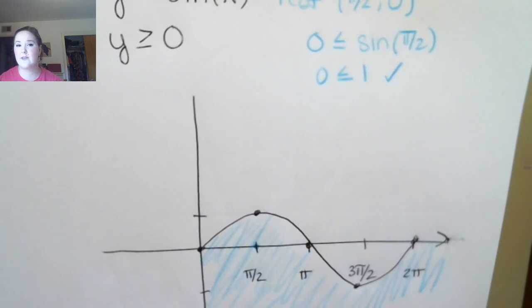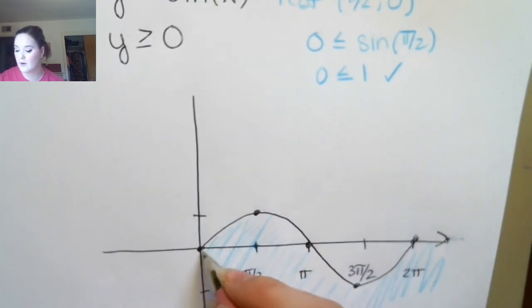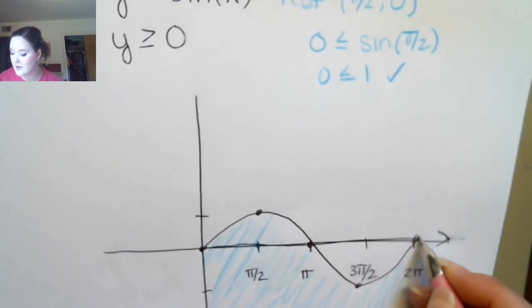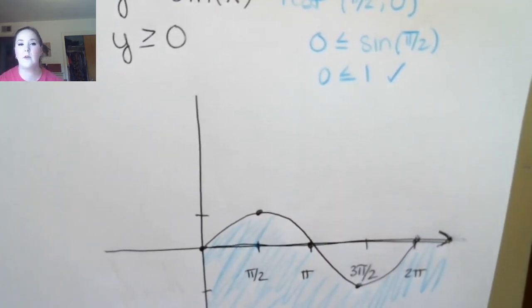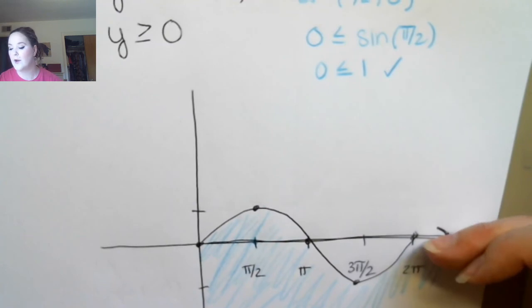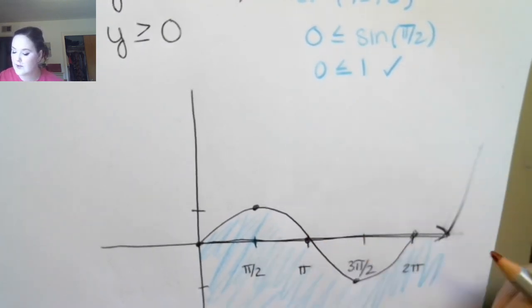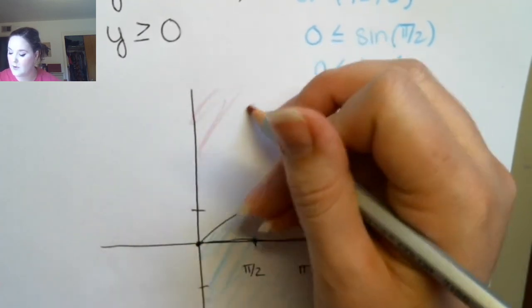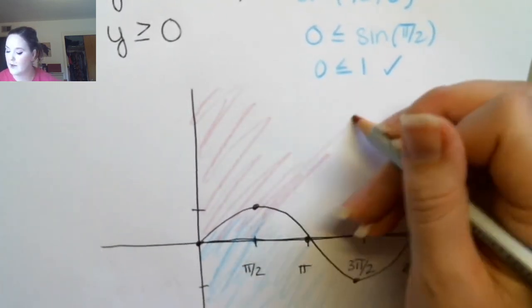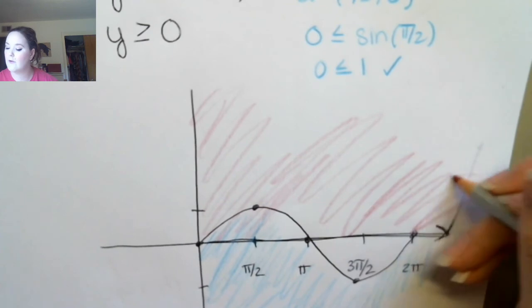Now, y is greater than or equal to 0. We actually don't need to test that. y equals 0 is the x-axis, so that would be just here. And then we know that y greater than 0 means above. So we don't have to test any points. We know that we'd be talking about this part of the graph.